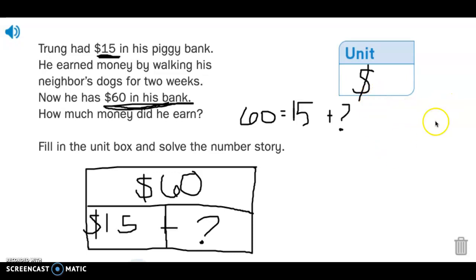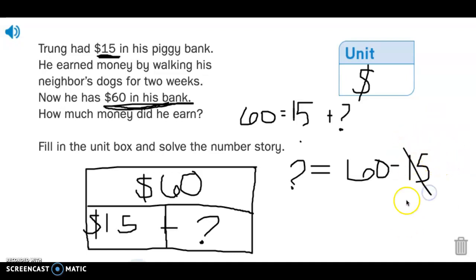How am I ever going to figure out that? Well, fact families, I could say my question mark, right? I'm just going to go right backwards. My question mark equals, and instead of adding, I'm going to subtract. So 60 minus 15. And I might say, oh boy, I don't really know what 60 minus 15 is. So I'm going to break apart 15 and make it 10 plus 5. So now instead of subtracting 15, I'm going to subtract a 10 and then I'm going to subtract a 5.